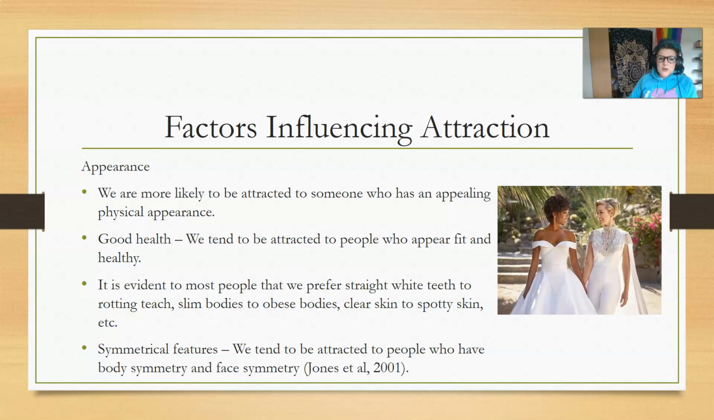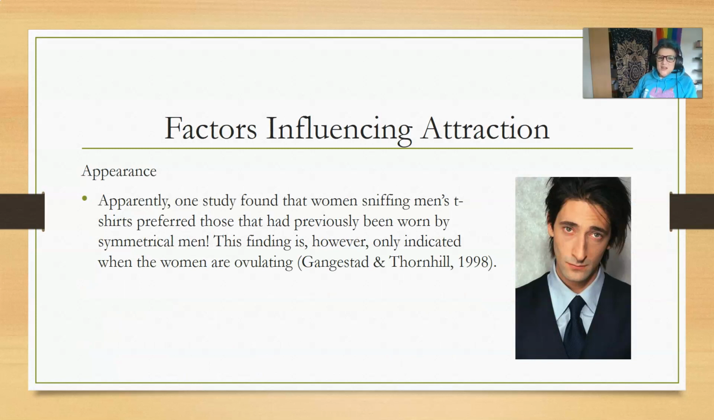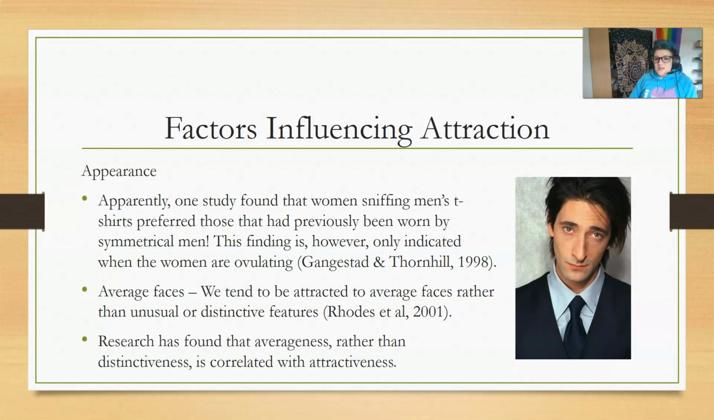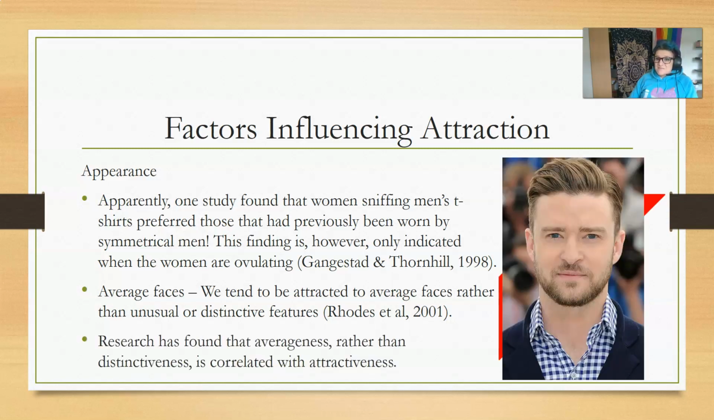We tend to be attracted to people who have body symmetry and face symmetry. One interesting study found that women sniffing men's t-shirts preferred those that had been worn by symmetrical men. This finding is, however, only indicated when the women are ovulating. So when women are the most fertile, they are more likely to be attracted to men with symmetrical face features. We also prefer average faces, so we tend to be attracted to average faces rather than unusual or distinct features. So unfortunately, this actor's out, and this guy's in.